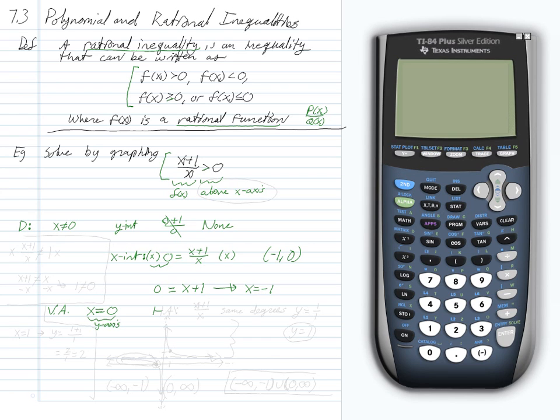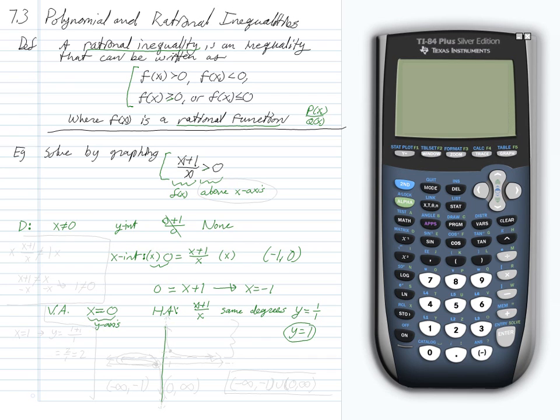Now, as for a horizontal asymptote, I look at my function, x plus 1 over x, and I notice the degrees of numerator and denominator are the same. Okay, so this one we have to do a little bit of work. I would say my horizontal asymptote exists, and it is the quotient of the coefficients of the leading terms, which are both 1. So y equals 1 is my horizontal asymptote.